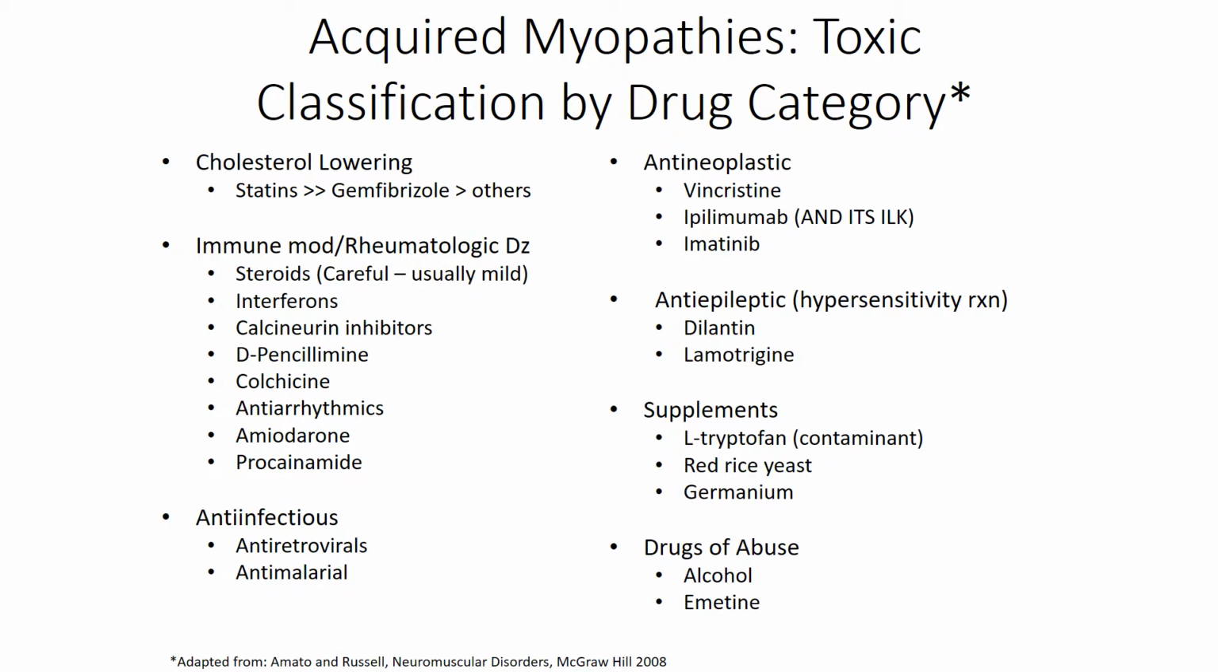Obviously, when reviewing toxic exposures, the biggest player is usually the statins. They can cause both a toxic myopathy and a necrotizing myopathy requiring immune modulation. I think that, speaking of immune modulation, steroids are often.